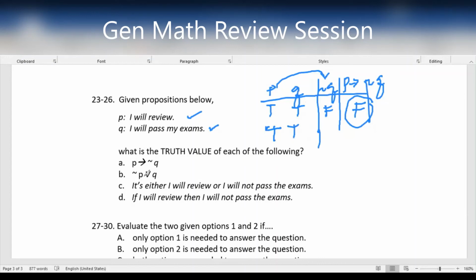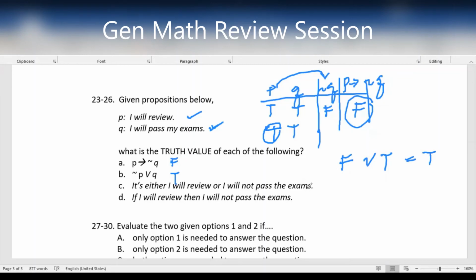Tapos, not P. Kung not P siya, so meaning to say, you negated the truth value here. So, naging false ito. Tapos, or naman siya. And yung Q mo is still true kasi hindi mo binago, I will pass my exam. So, meaning to say, false or true, the answer is true pa rin. Okay? So, letter A is false, letter B is true.